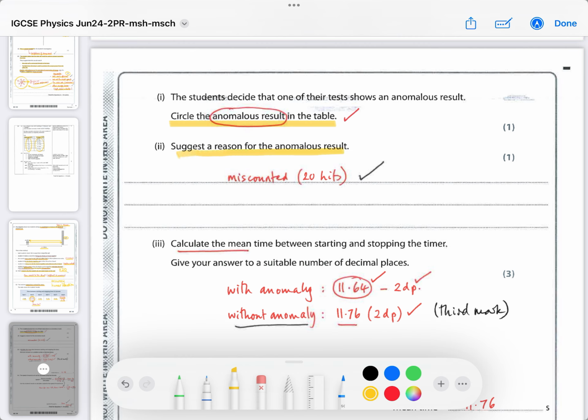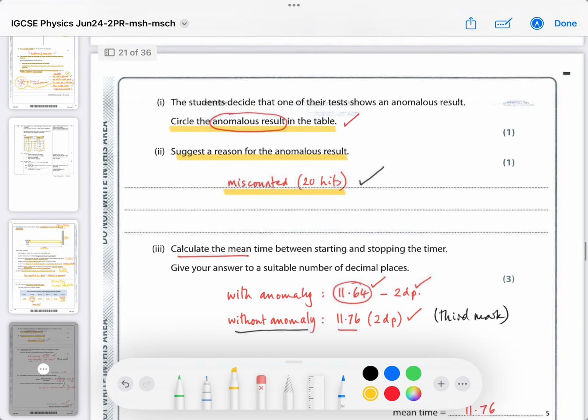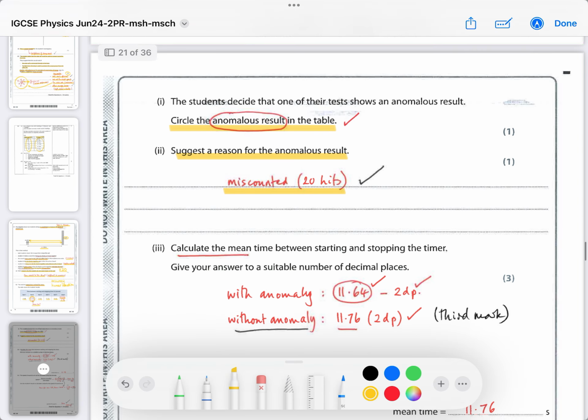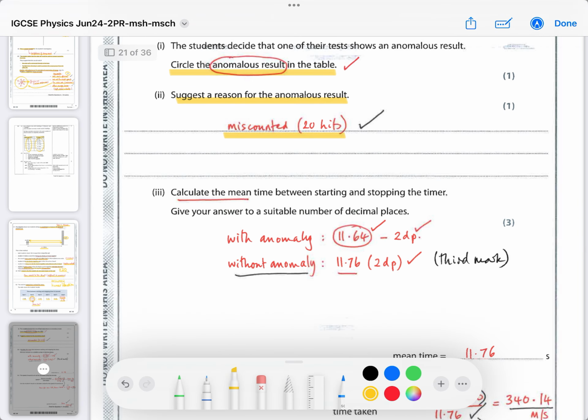Suggest a reason for the anomalous result. Maybe they miscounted the 20 hits one time that they repeated it. Maybe it was 21 or whatever, yeah? Or was it less? So maybe it was 19 echoes that they measured by mistake. So they could have miscounted. But you can give us something alternative. As long as it's common sense and logical, they'll give you the mark. Look at the mark scheme.